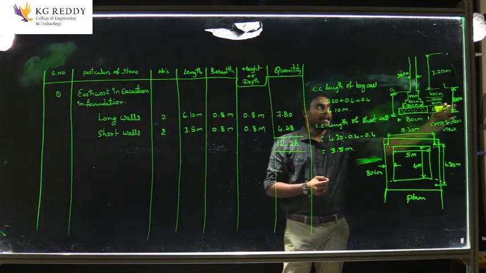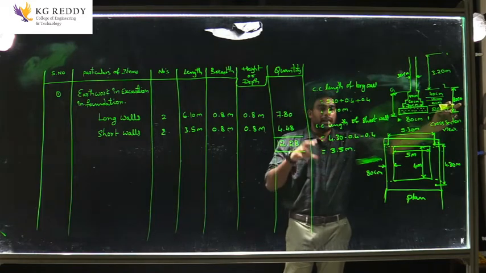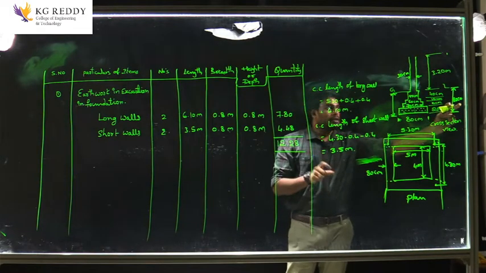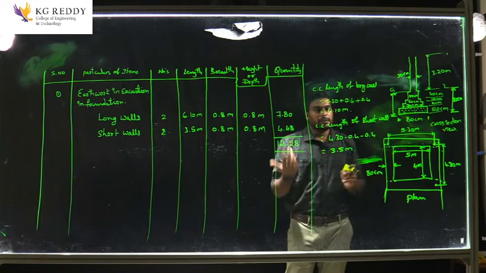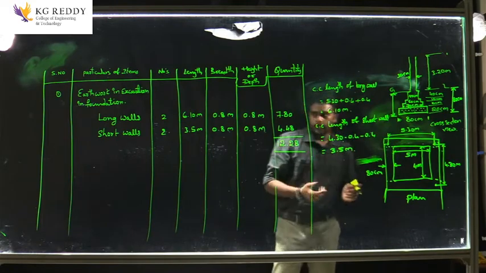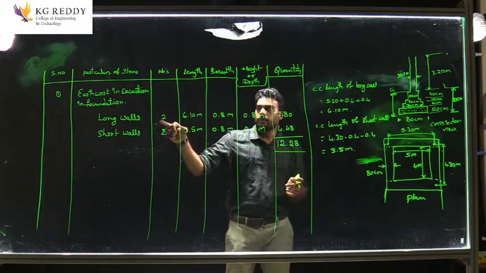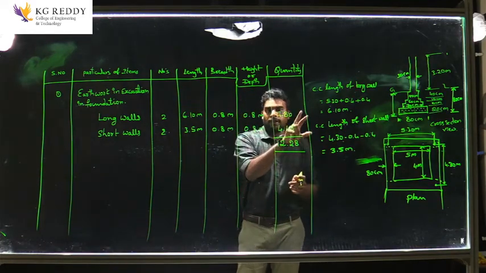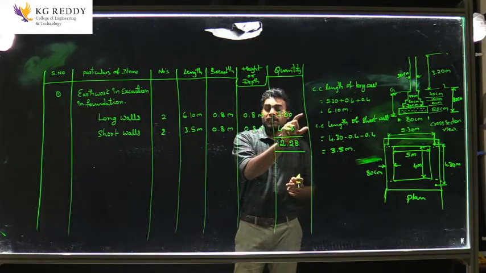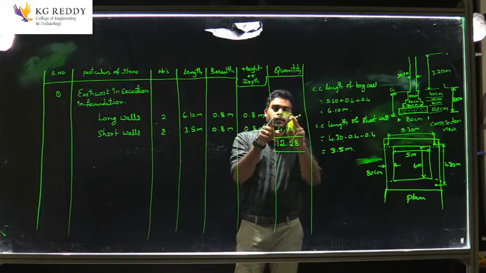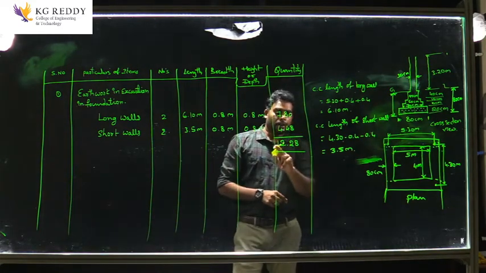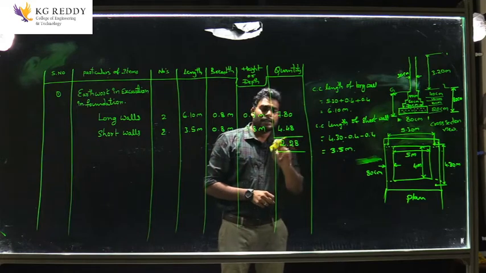So the total is 80 centimeters. This is the entire depth of the excavation. So 80 centimeters converted into meters becomes 0.8. So multiply these four to get the quantity of short wall excavation, and multiply these four to get the quantity for the excavation in the long wall. After that, by adding these two, we will get the total quantity of the excavation.